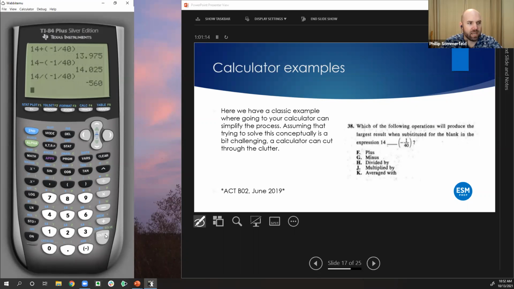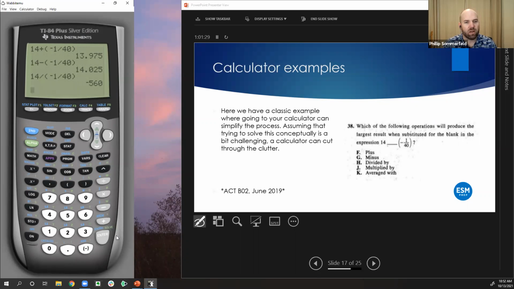And here you get negative 560. And now this is a point that we should kind of touch on real quick. Students may look at this and be like, oh, well, that's a big number, right? 560 is way bigger than 14.025. But obviously, it's negative. So the question is, well, what are they looking for here?